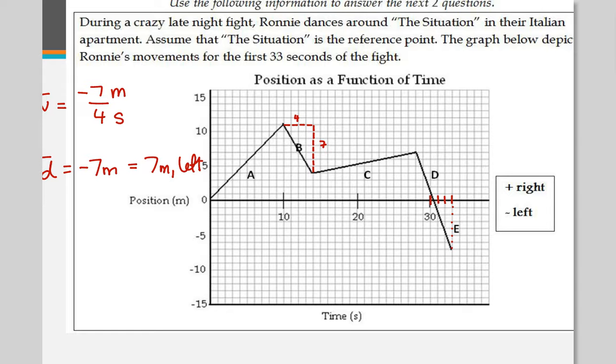So which portions are you traveling right? Careful. There's a difference between position and motion. So like in section B, your position is to the right of the reference point, but you're traveling left because you're going back towards the origin. So here, you're on the right side, but you're traveling left. Okay? So third bullet, it's A and C. Third bullet is A and C.